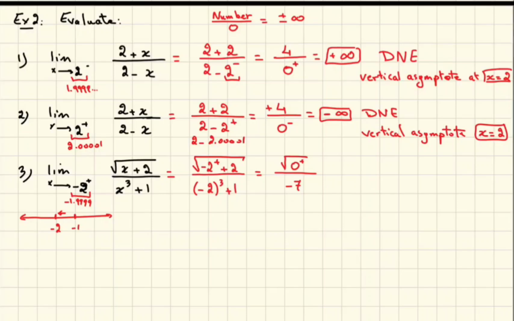However, for this one it's defined, so radical of 0 plus is just 0, because radical of 0 is 0, and the plus here tells us that the radical is defined, it has an answer, over negative 7, and in this case we get an answer that is 0. Now whenever we have a limit as x approaches a number, and it's equal to a number, in this case we don't have any asymptote, alright?